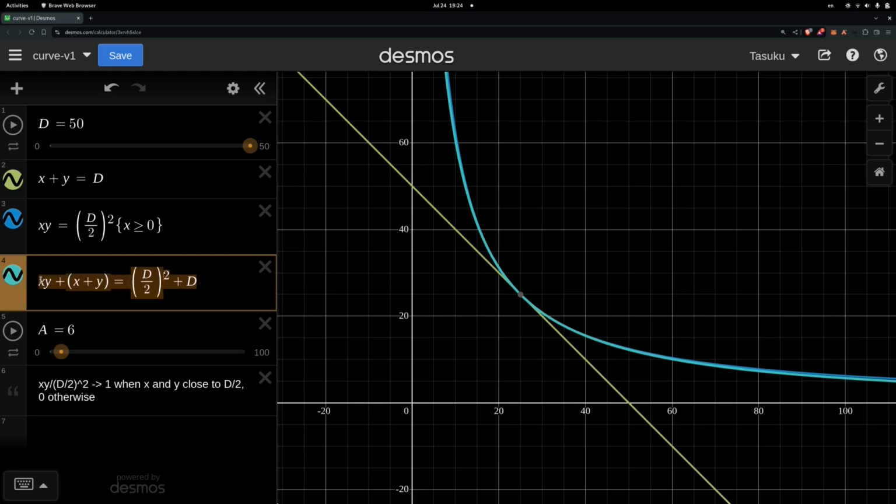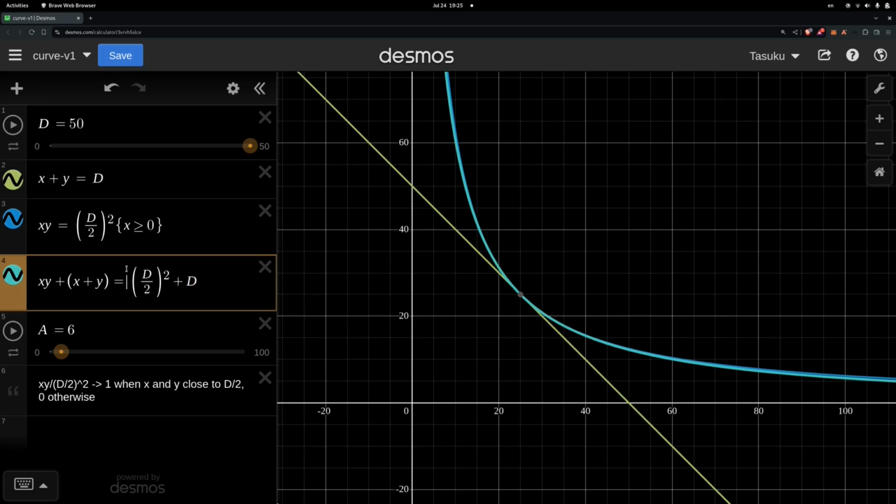What we just did over here is take the constant product, and to this, we also added a constant sum. x times y equals d over 2 squared is the constant product, and x plus y equals d is the constant sum. Notice that not much has changed. The curve still looks like a constant product.